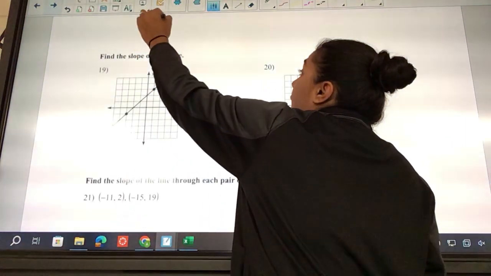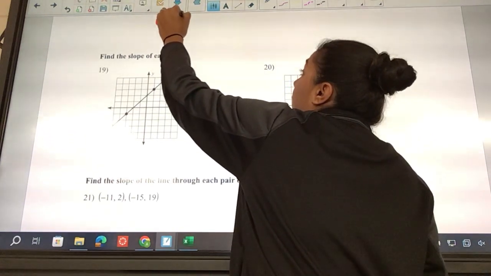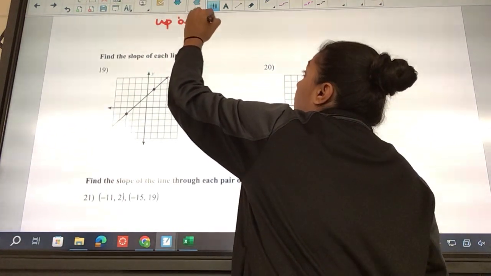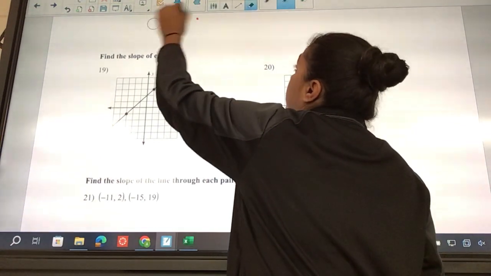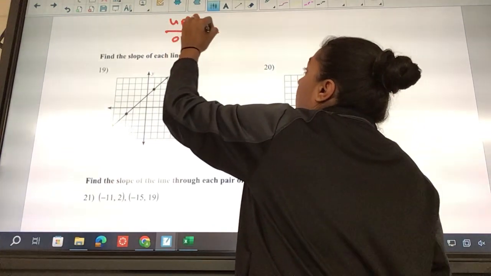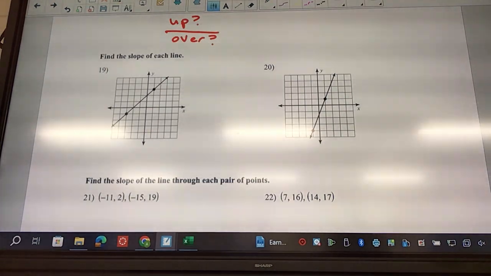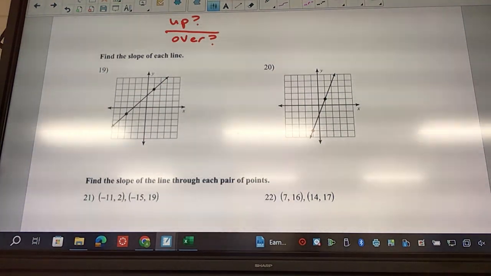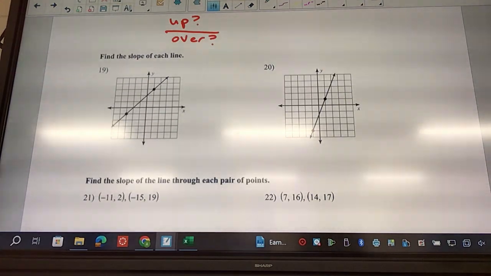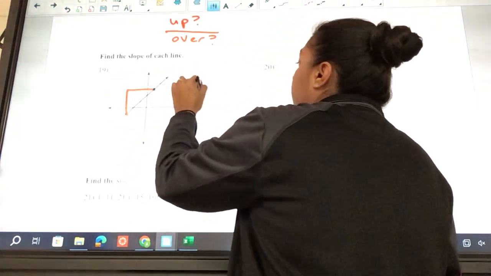Okay, 19 and 20. How much do we go up? Now I'm going to say "or down," but normally it's going to be up. No, we're just going to say up. And how much do we go over? If you're counting from the bottom dots, how much do you have to go up and how much do you have to go over? Up what? 4. Up 4. Over how many? 4. So it's going to look like 4 over 4.